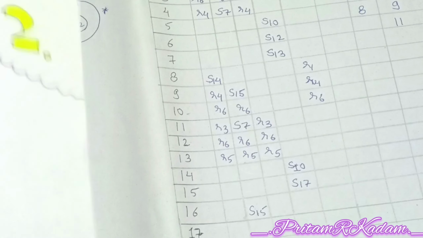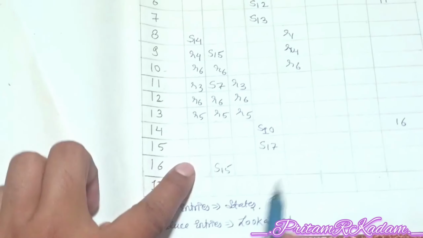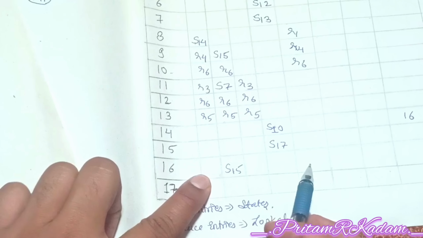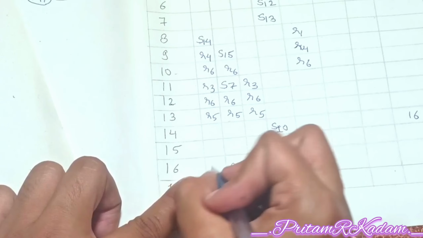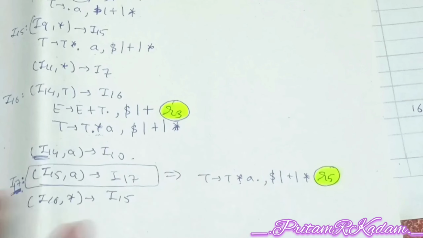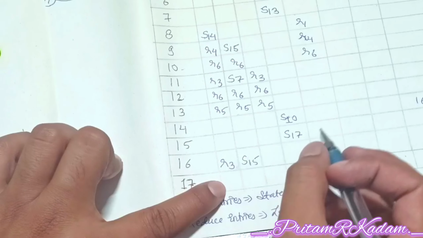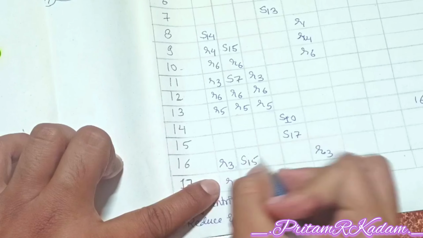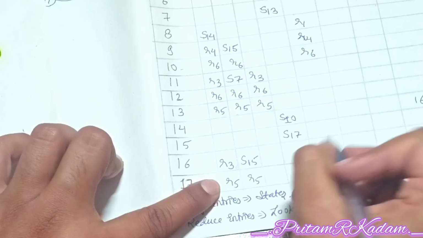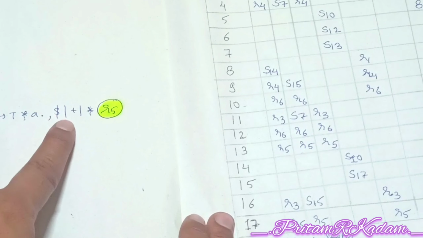Okay, so for the next part, we have R3 under dollar and plus in I16. So under dollar and plus. Okay, so let us write it down. R3 and R3. Okay, now for the next part, we have dollar plus and star. I have to write the R5. Okay, so let us write it down. So R5, then R5 over here and over here also, as we have to write it under dollar plus and star.